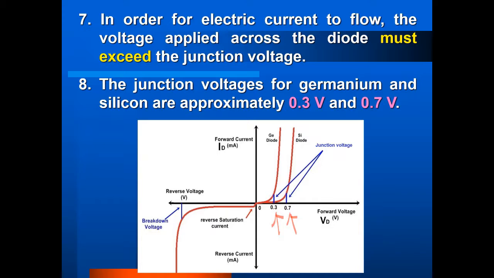Then you have the current flowing, because when the potential difference exceeds this 0.3 and 0.7, the electrons get enough energy to pass through the depletion layer.